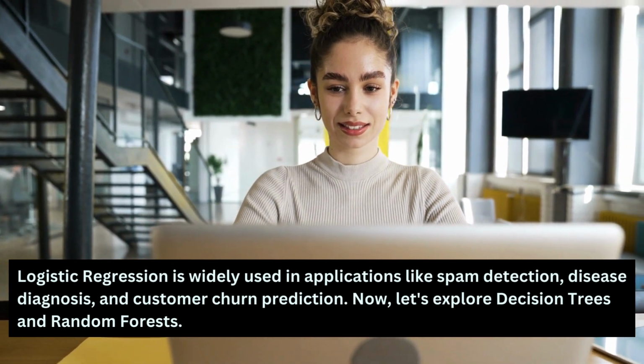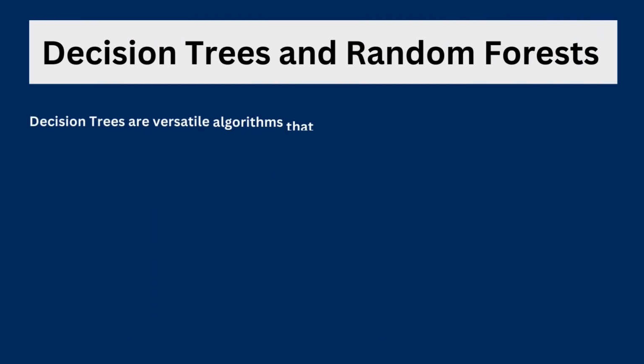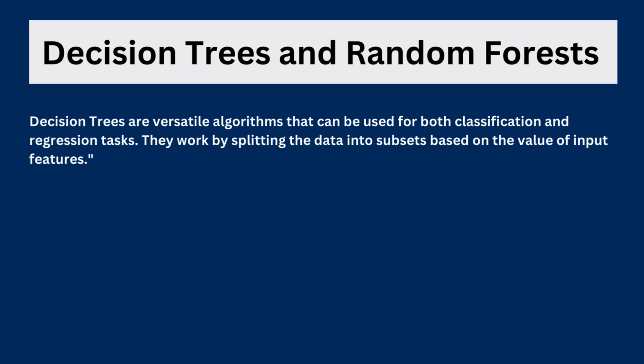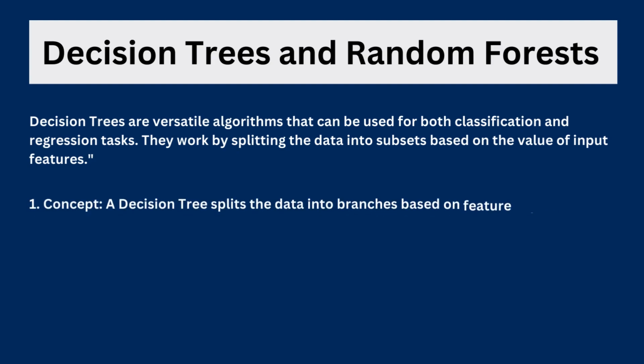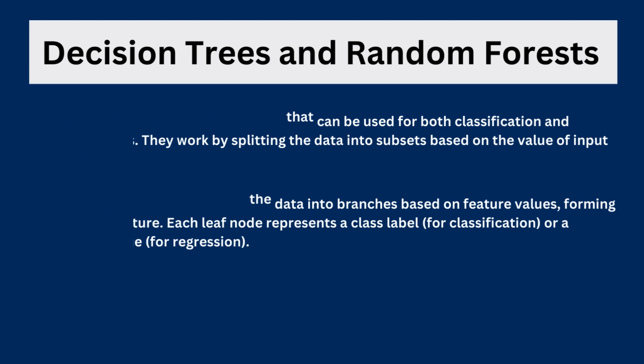Now, let's explore decision trees and random forests. Decision trees are versatile algorithms that can be used for both classification and regression tasks. They work by splitting the data into subsets based on the value of input features. 1. Concept: a decision tree splits the data into branches based on feature values, forming a tree-like structure. Each leaf node represents a class label for classification or a continuous value for regression.